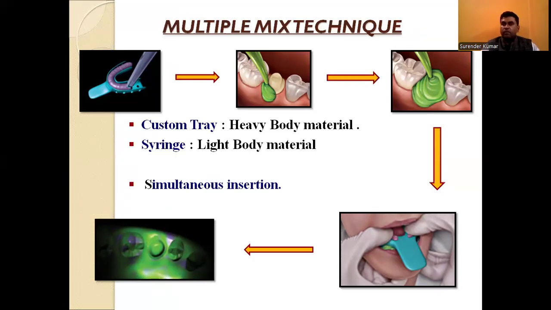There is a multiple mix technique. In the custom tray, you load the heavy body material, and the syringe material, the light body material, is placed over the teeth first. The light body is placed on the prepared tooth, and the heavy body is placed over the custom tray. You can see in the photograph how the light body is being added in the mouth, and then the tray material is placed on top of it, and you get the final mix. That is called the multiple mix technique.